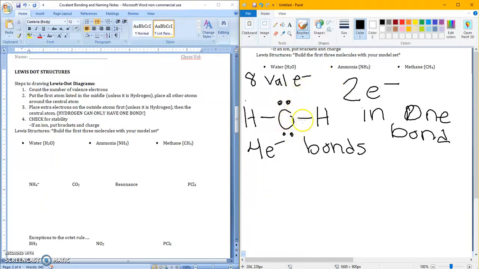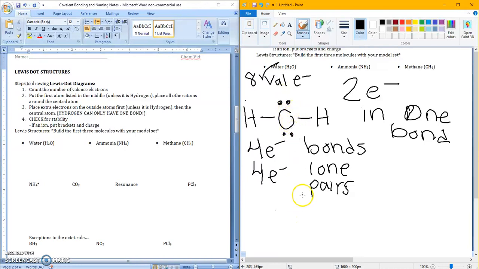Alright, so now that I have my electrons on there, I have 2 here, 2 here, 2 here, and 2 here, which equals 8. So check, I have as many valence electrons in as I have from my molecule used in my Lewis dot structure. So 4 electrons are in the bonds, and 4 electrons are what we call lone pairs.